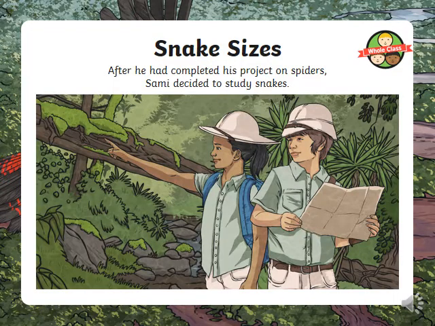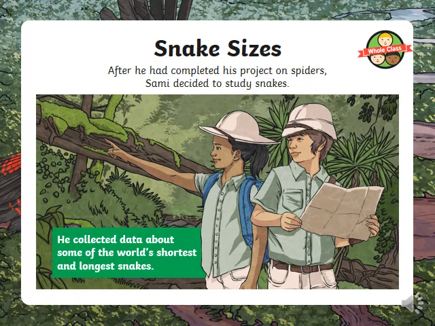So last week we looked at spiders. This time we're looking at snake sizes. So after he had completed his project on spiders, Sammy decided to study snakes. I don't know why. I hate snakes. They are awful. He collected data about some of the world's shortest and longest snakes.